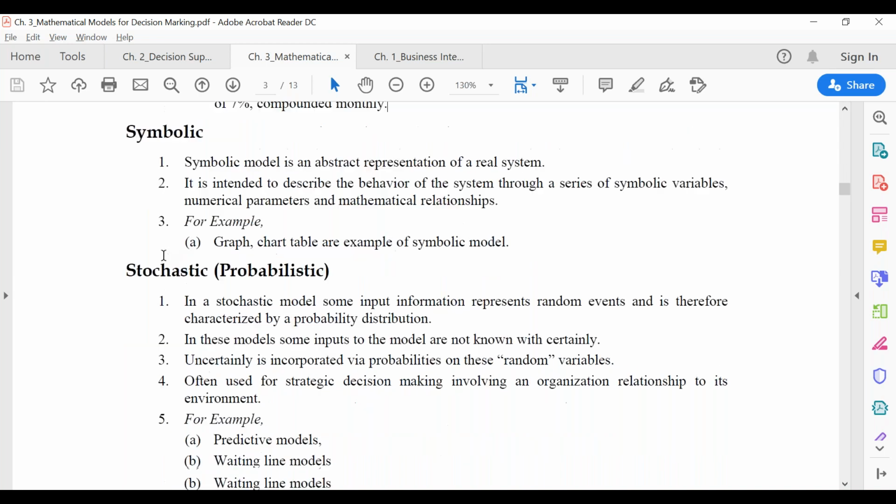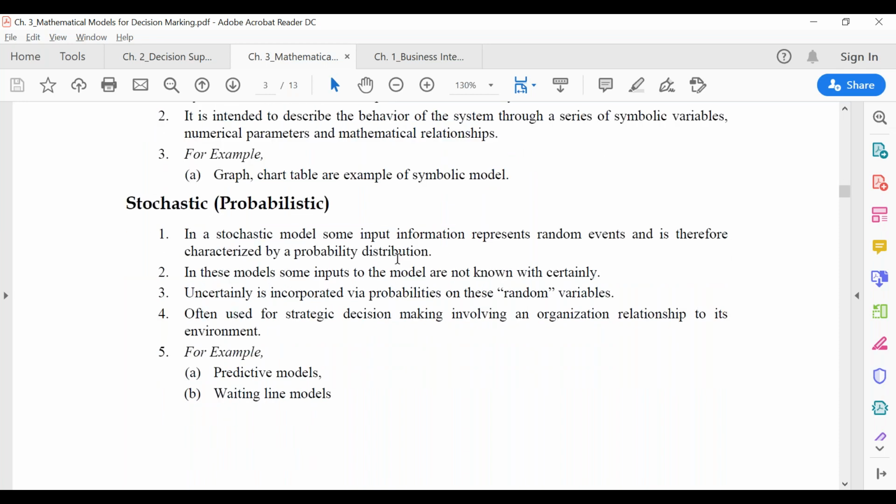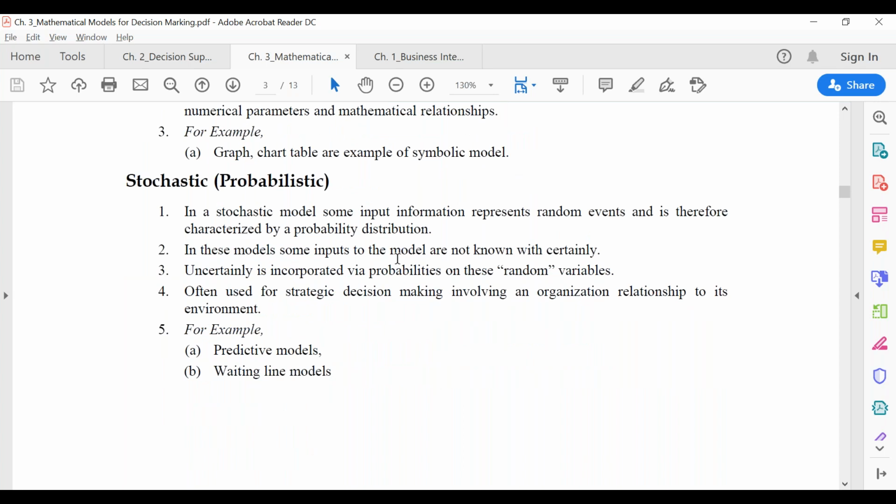Then comes the symbolic models. They are based on symbols like graphs and charts. The symbolic model is an abstract representation of a real system. Somebody is writing more related to formulae and theories. Yes. Then comes stochastic, the question which was asked earlier. Stochastic means probabilistic models. Based on their probabilities, these are the predictive models.